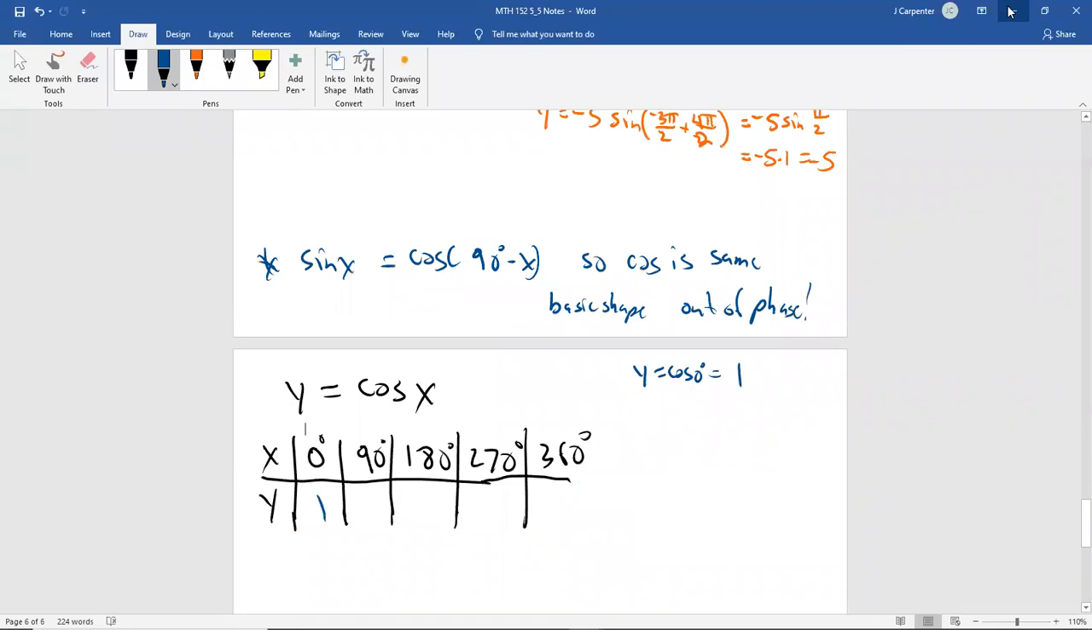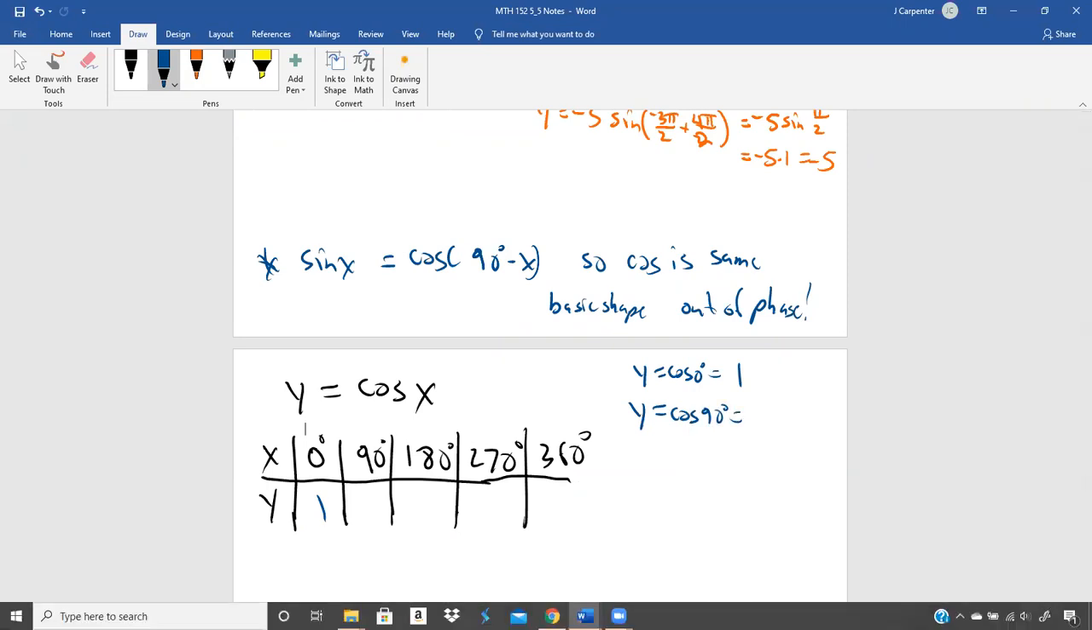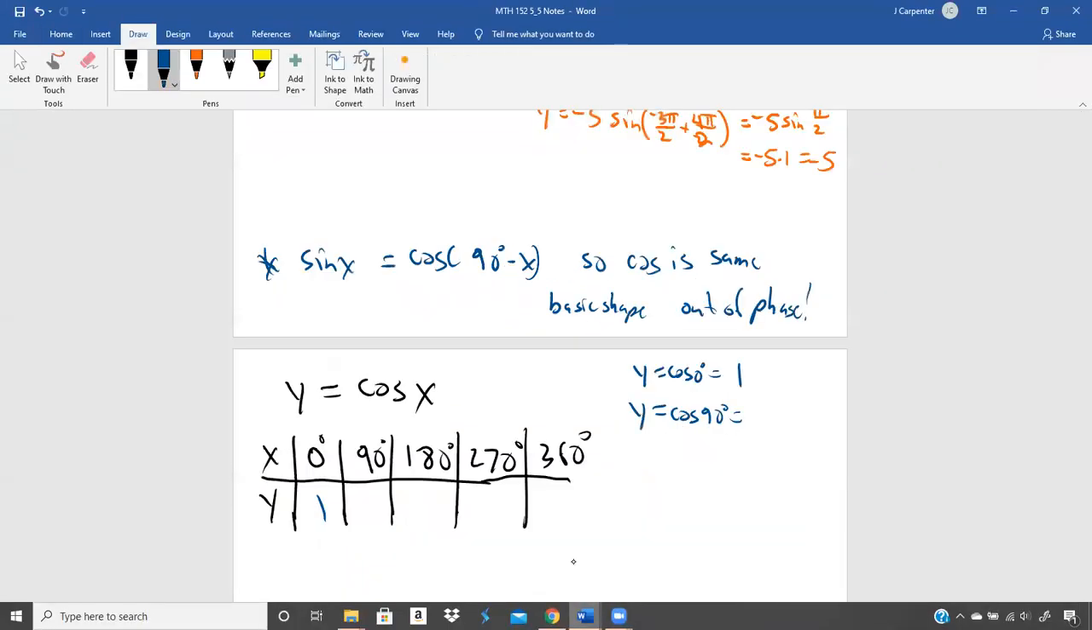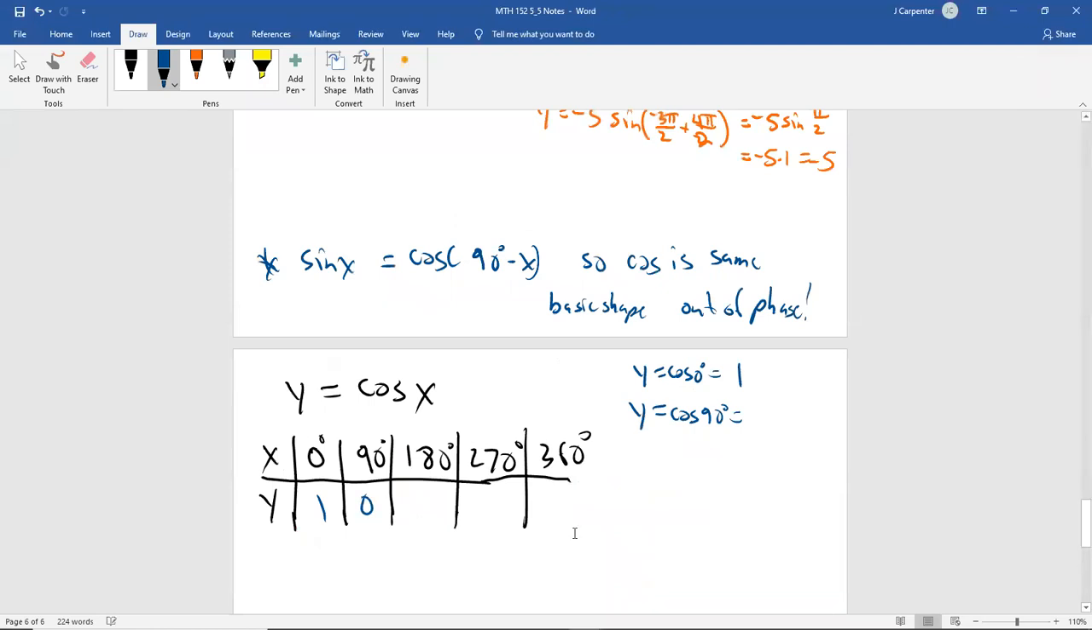So that's a 1. Then y equals the cosine of 90 degrees, back to the unit circle. So that's the top point. X value is 0. So 0. 180 degrees.